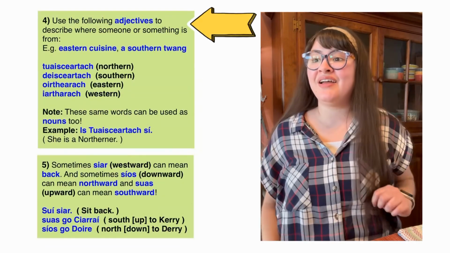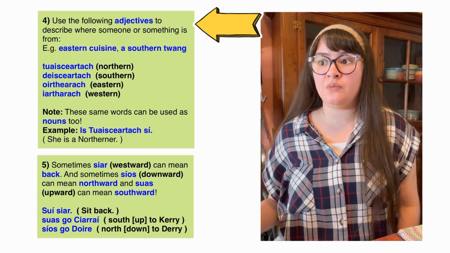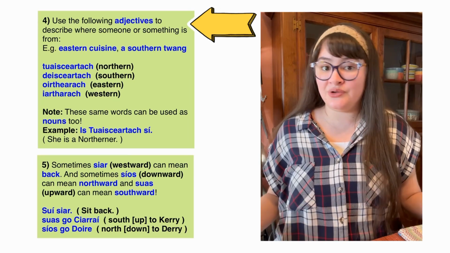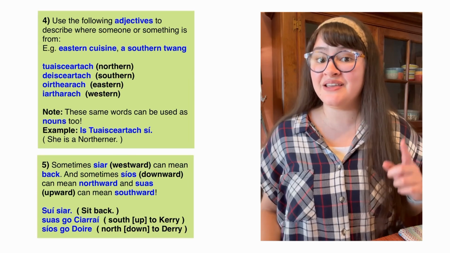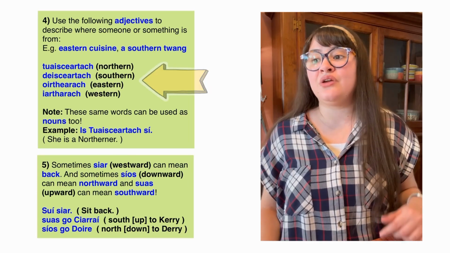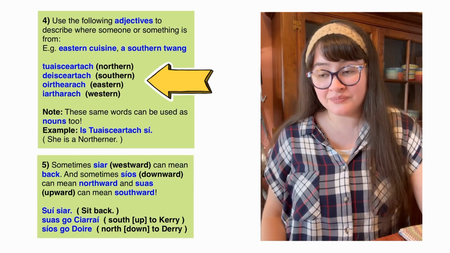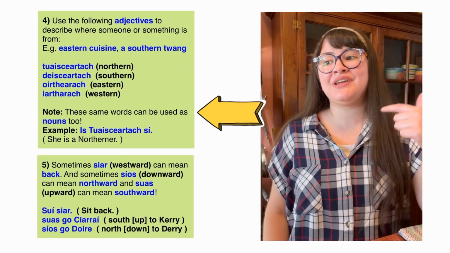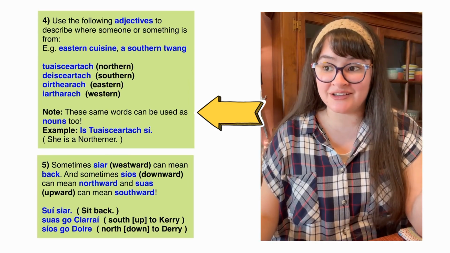Tip 4. Use the following adjectives to describe where someone or something is from. So, for example, Eastern cuisine, a Southern twang. So the Irish words to use in this type of case are tuishkerta, jeshkerta, ehura, and irhura. Note, these same words can be used as nouns too. For example, is tuishkerta she? She's a northerner.